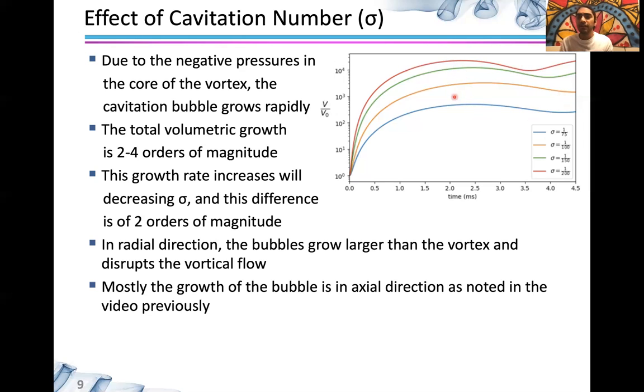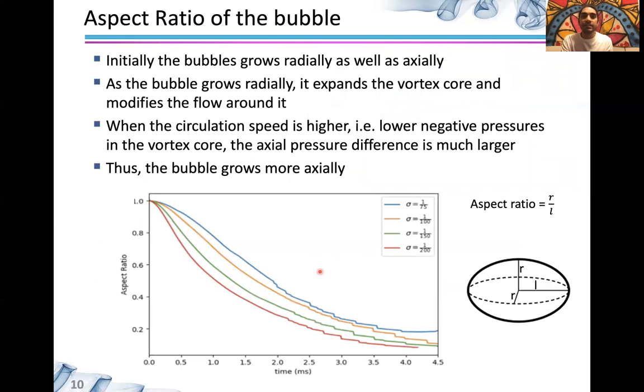And this volumetric growth that we are observing, as was shown before in the video, is more in the axial direction than in the radial direction. In the radial direction, there are actually oscillations, but in the axial direction, the bubble grows, and this is further defined using the aspect ratio of the bubble. So over here, aspect ratio of the bubble is being plotted over time at different cavitation numbers, and aspect ratio again is defined over here.